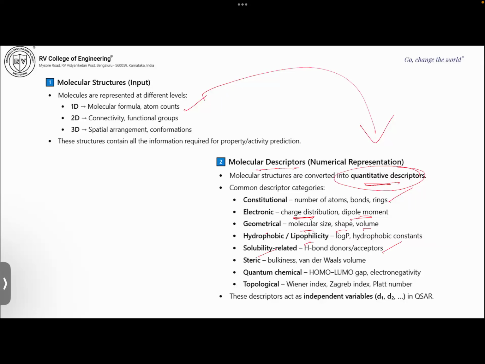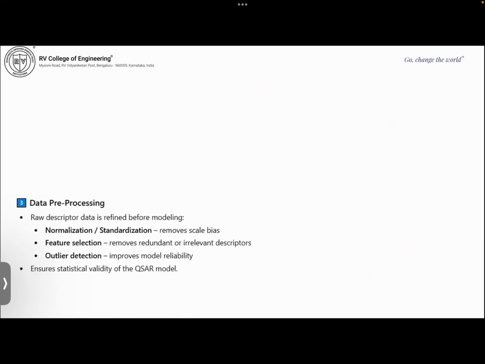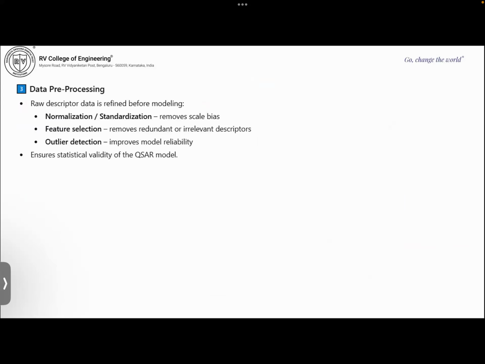Steric related descriptors, the bulkiness, van der Waals volume, etc. Quantum mechanical descriptors like HOMO, LUMO, gap, electronegativity, etc. Then the topological descriptors like Wiener, Zagreb, and Balaban. So these descriptors act as independent variables D1, D2, etc. in QSAR. Then the third stage of QSAR is data pre-processing.